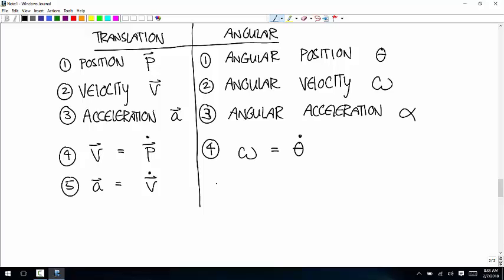Oh yeah, the dots, yeah. I will. I'll never make that mistake again.